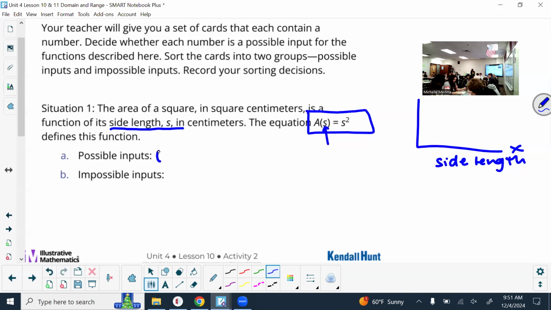Good point. For what? Okay. Any others that you think are possible from your piles? 15. Okay. Is that all? Nine. Okay. Any others?